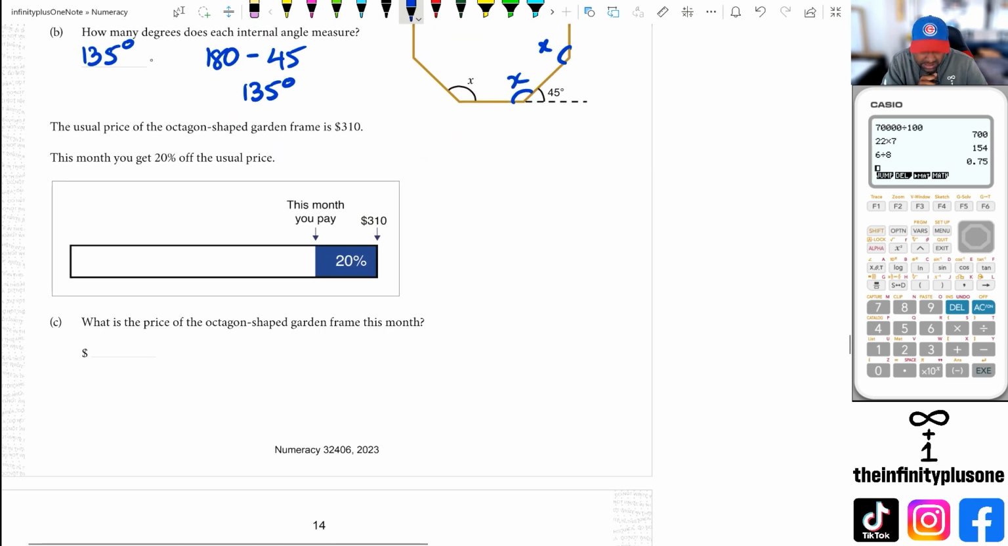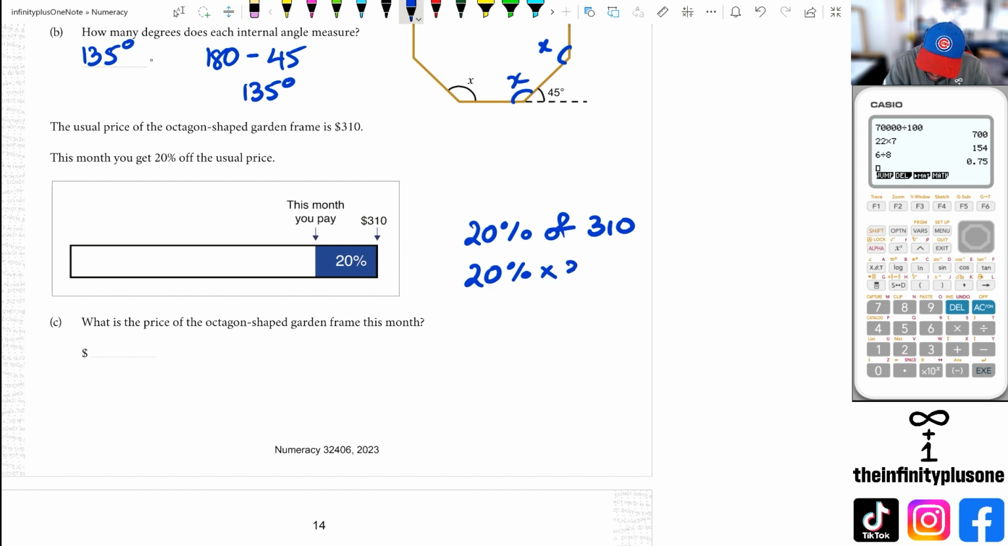Now let's have a look at question C here. Question C, usual price of this frame is $310. This month you get 20% off. What's the price of it? Okay, for this month. So we're going to actually work out what 20% of 310 is. And the way we do this is we write 20% times 310. 20% is the same thing as saying 20 over 100 multiplied by 310. So we got 20 over 100 times 310. That's going to give me $62.